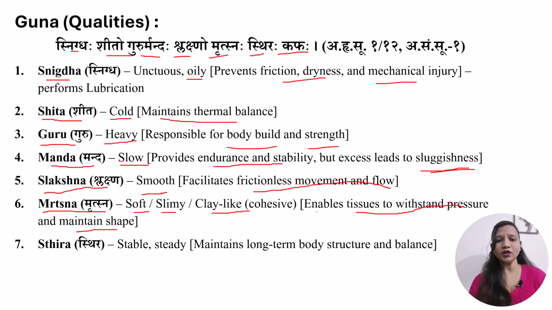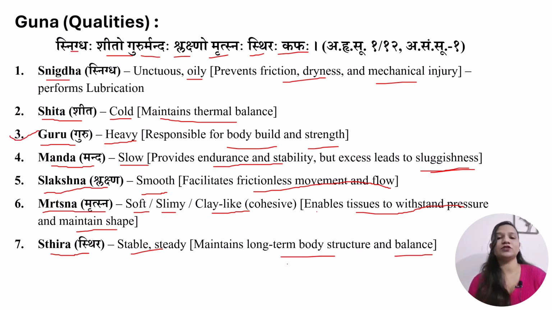soft. What this guna of Kapha dosha does, it holds tissues together, thus giving the proper shape to the body, or proper shapes to the structure, and also it helps to withstand pressure. Next one is Sthir. Sthir means stable or steady. So this guna of Kapha dosha helps to maintain long term body structure and balance. It is same as that of the Guru guna, which we have already discussed.